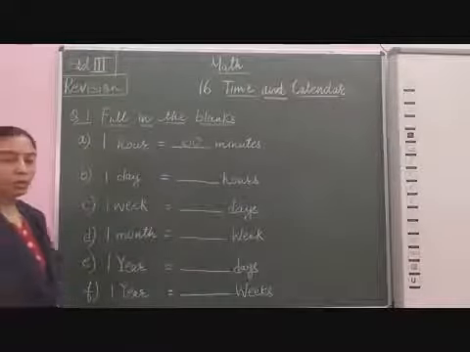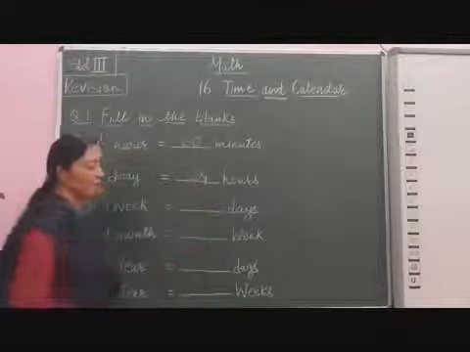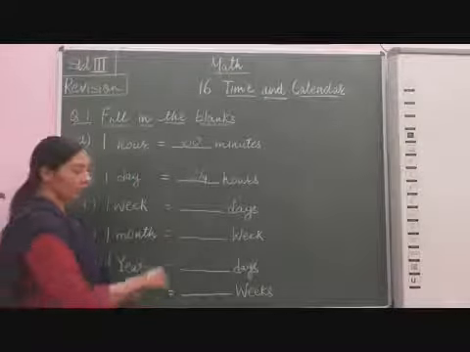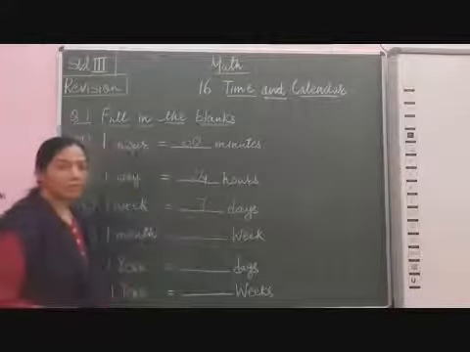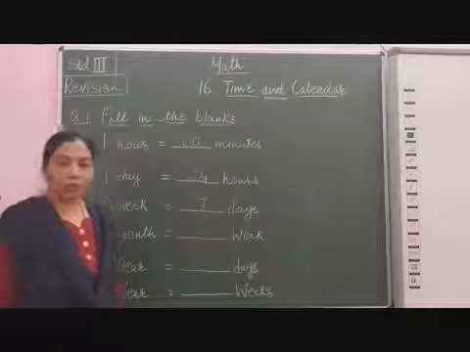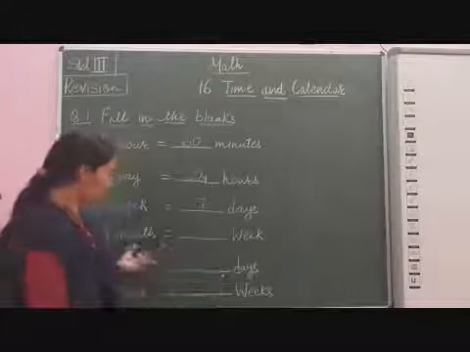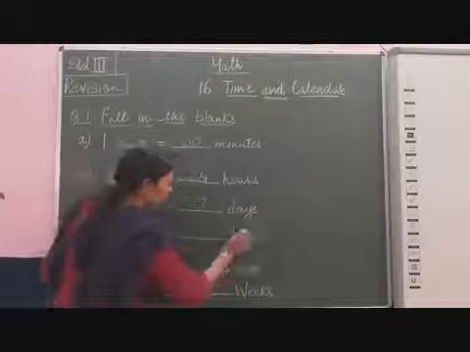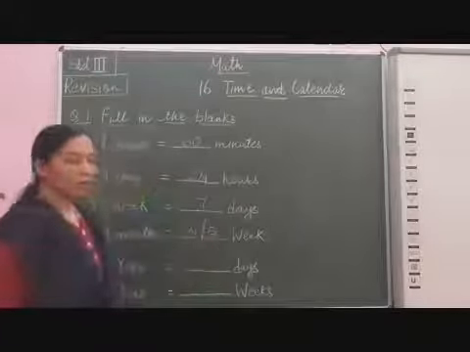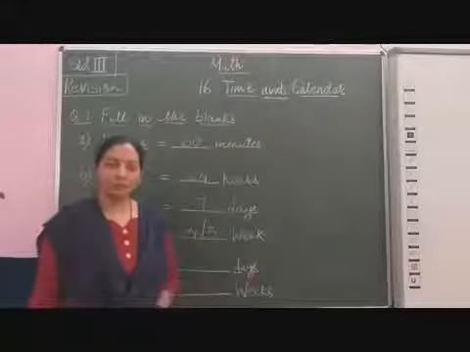1 day equals how many hours? There are 24 hours in a day. 1 week equals how many days? There are 7 days in a week. 1 month equals how many weeks? 1 month equals 4, or sometimes it may be 5 weeks in a month.